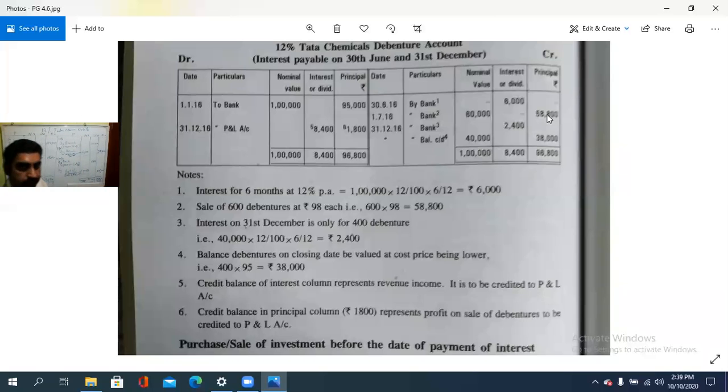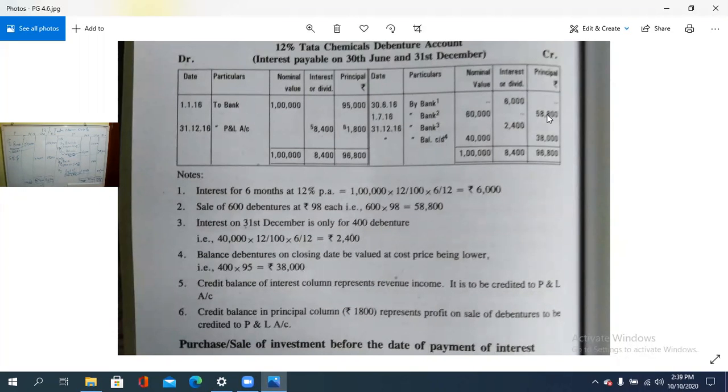So then it is to be transferred. What is that? The balance after the sale, the rest remaining, that is to be coming here. What is that? Balance carried down, and then finally the profit is to be calculated. So in this case, how much is the balance? 8,400.